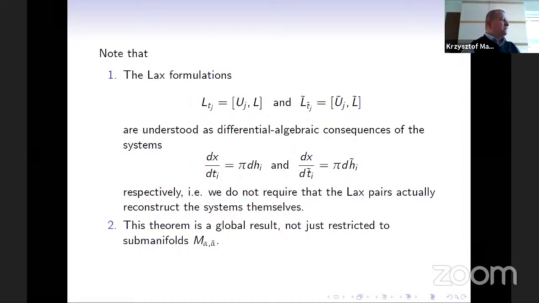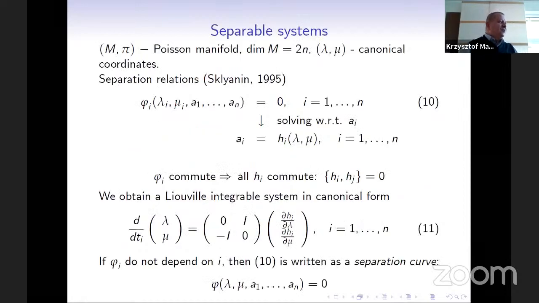And now we are going to look at a very special class of Liouville integrable systems that is called separable systems. And we are going to apply our concepts to a particular class of separable systems.